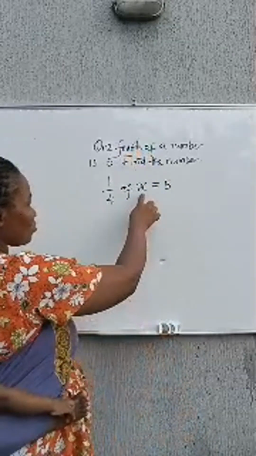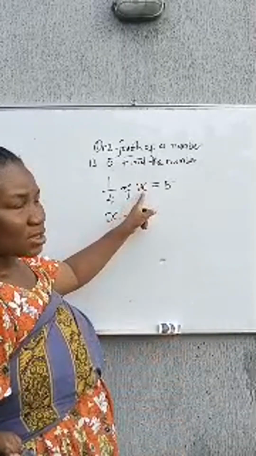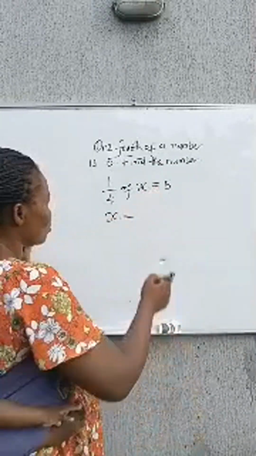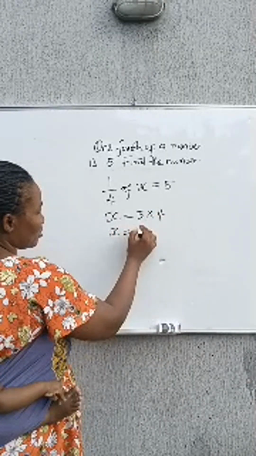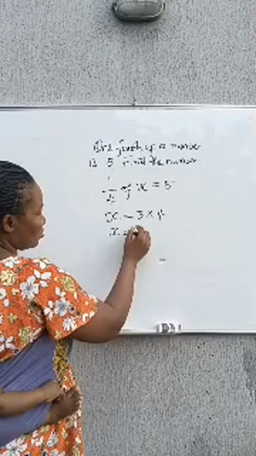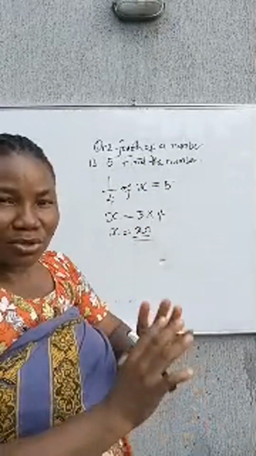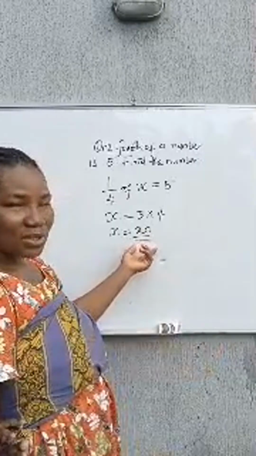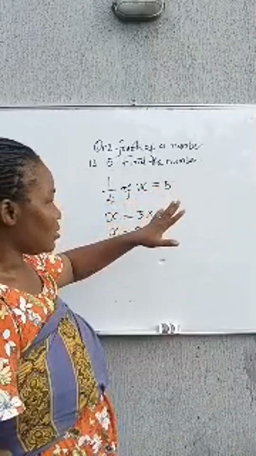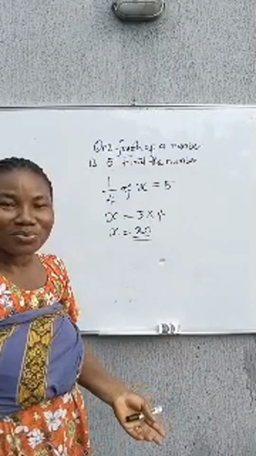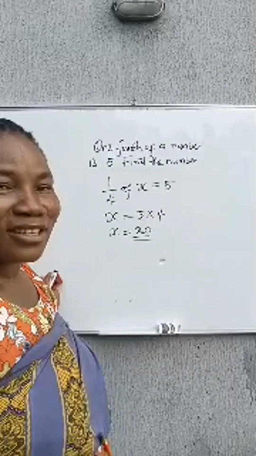Now to look for x, we make it the subject. So we say x equal to 5 times 4. So x equal to 20. So that number we don't know is 20. 1 over 4 of 20 is 5. I hope the explanation is clear. Let's look at the next question.